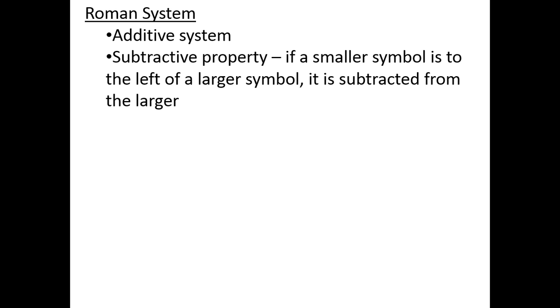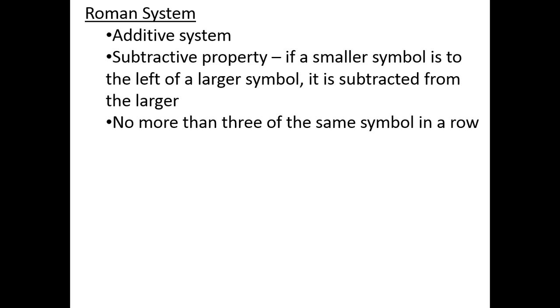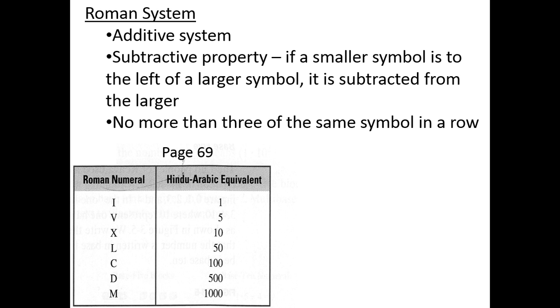Well, they had what was called an additive system, which meant they took the symbols and they added their values together. They also had something called a subtractive property, which meant if they represented a smaller symbol in front of a larger symbol, that meant to subtract the smaller from the larger. And the reason they did that was that they did not allow any more than 3 of the same symbol in a row. So we're going to have to see how to deal with that and how to work with these symbols.